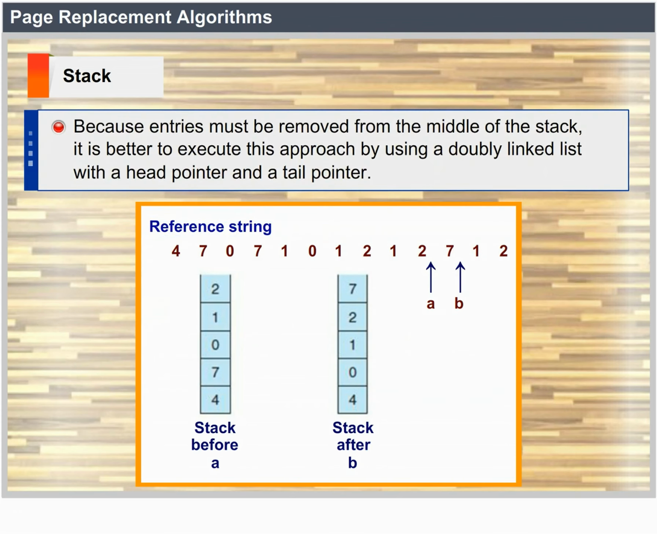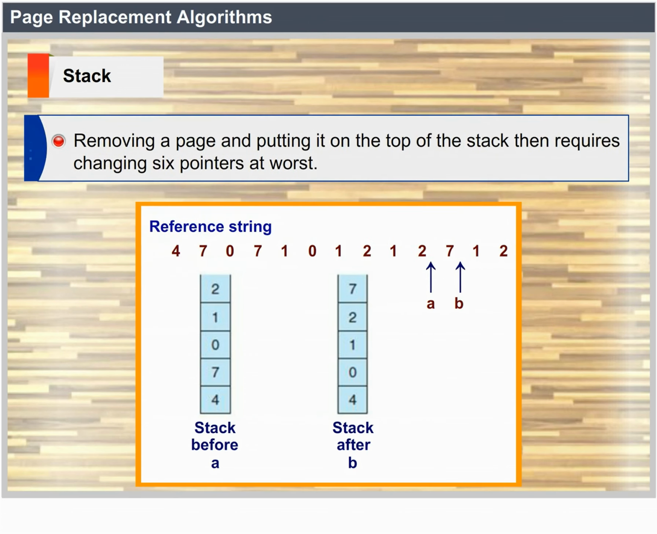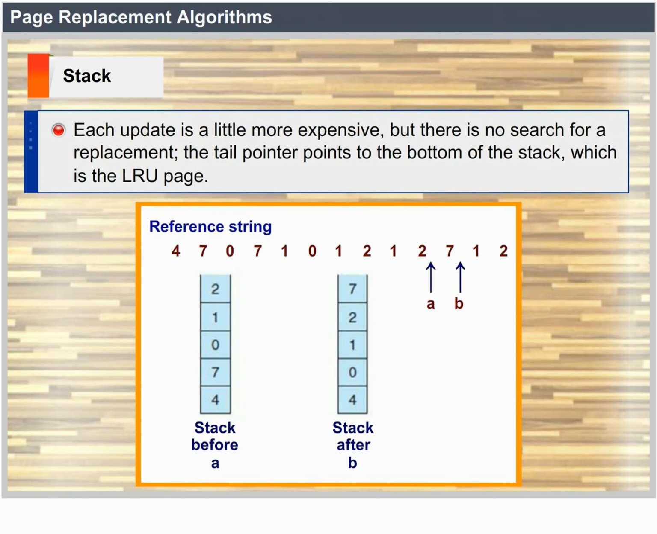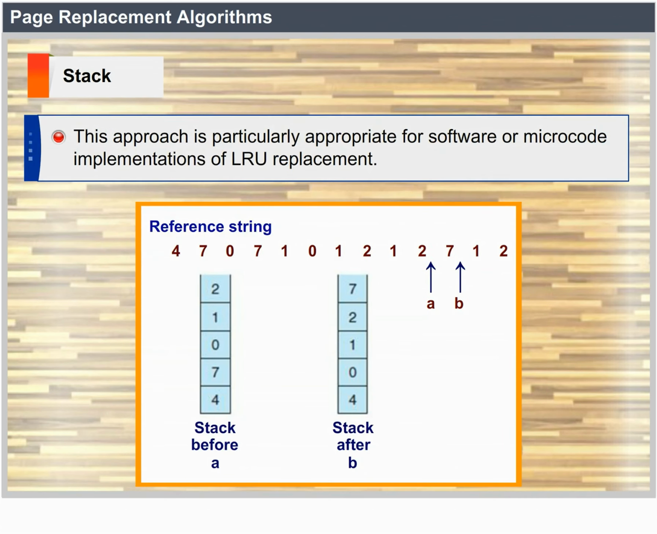Because entries must be removed from the middle of the stack, it is best to implement this approach by using a doubly linked list with a head pointer and a tail pointer. Removing a page and putting it on the top of the stack then requires changing 6 pointers at worst. Each update is a little more expensive, but there is no search for a replacement. The tail pointer points to the bottom of the stack, which is the LRU page. This approach is particularly appropriate for software or microcode implementations of LRU replacement.